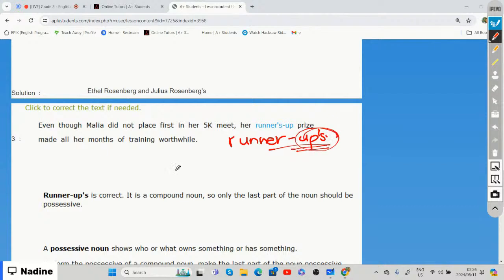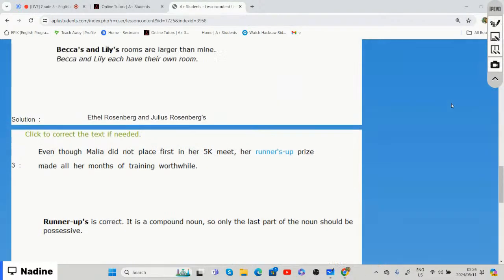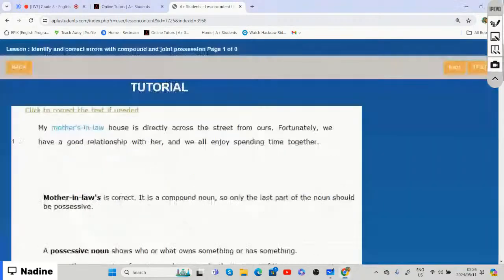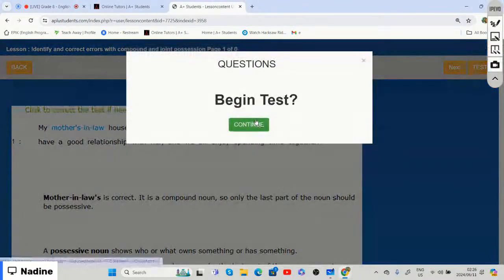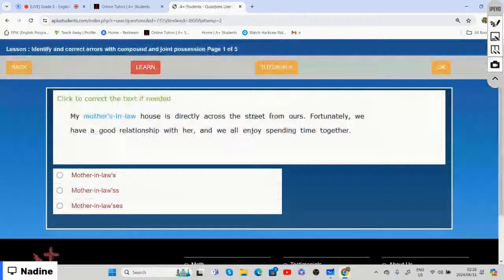So there we have our apostrophe, not by the runners, right? We put the apostrophe by the last part of the noun. Since runner and up is together, we put the apostrophe by the last part of that noun, which is up. So the last part shows the possession. So now let's go to our test, where we are going to identify and correct errors with compound and joint possession.